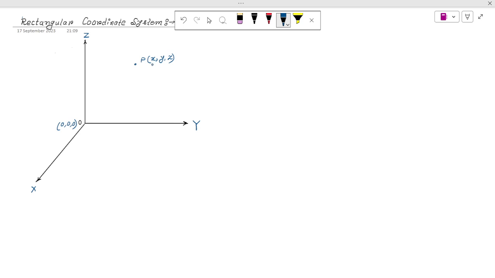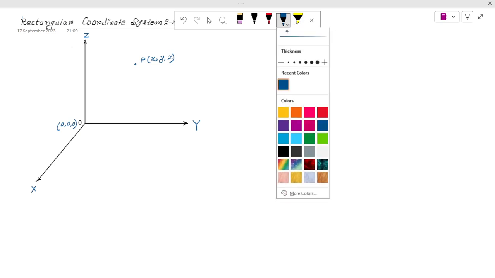When this is presented, x means some value will be in the x direction, that means in this direction. Y defines some value along the y direction, and z will define some value throughout the z direction. Okay. Now we need to draw how we can present this. So here is the diagram; we can draw it in another color.